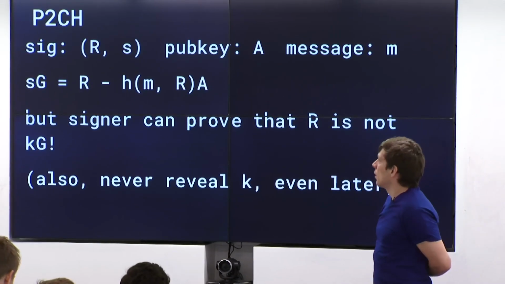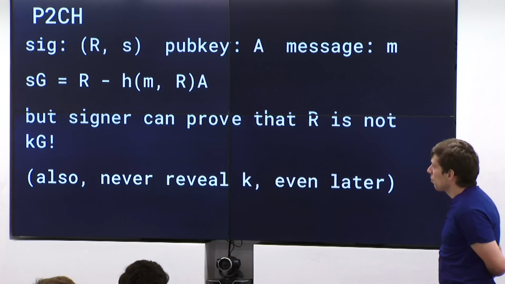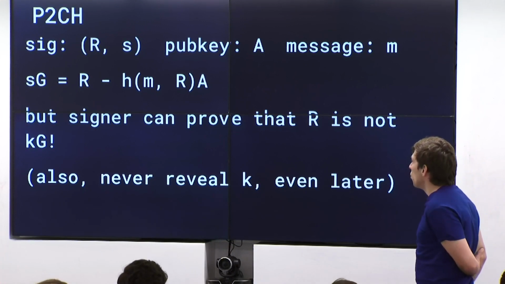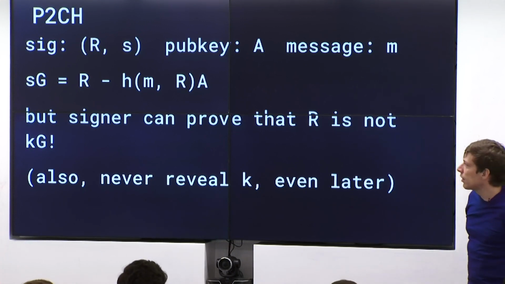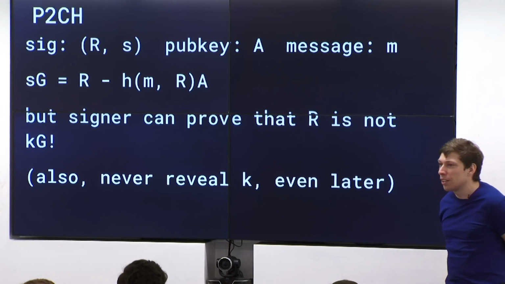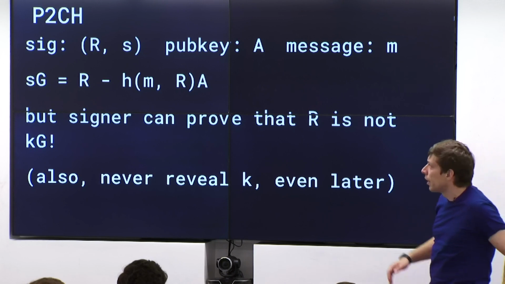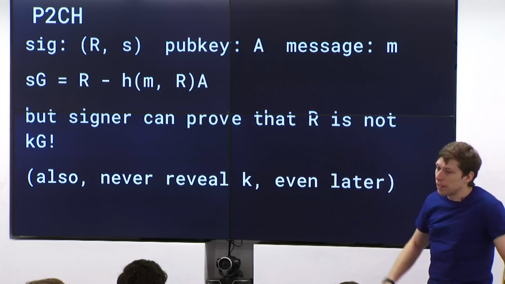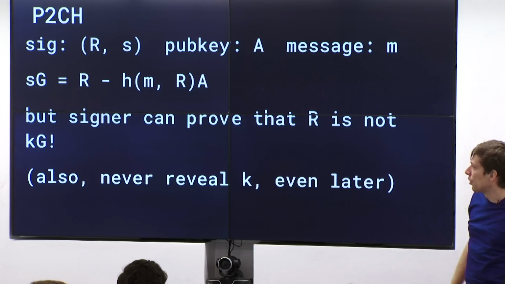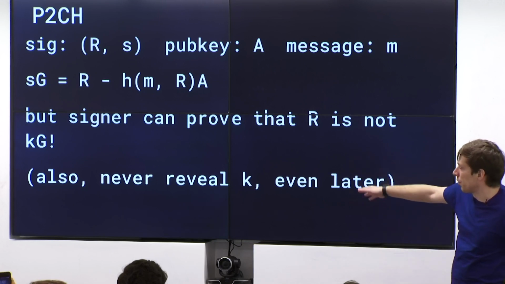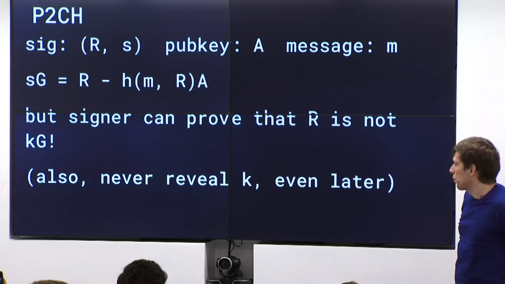So normally the sig is R and S, pub key A, the message is M, but the signer can prove that R is not KG, that there's this other K, and well, it's K, but there's something else in R. I can prove that R is special after the fact, right? Everyone knows what R is, but I can then prove that something was in R. Also, never reveal K, even after the fact. That'll let you figure out the person's private key.